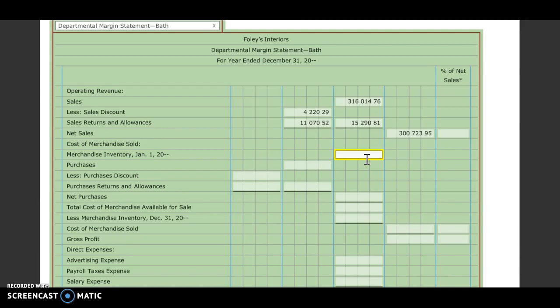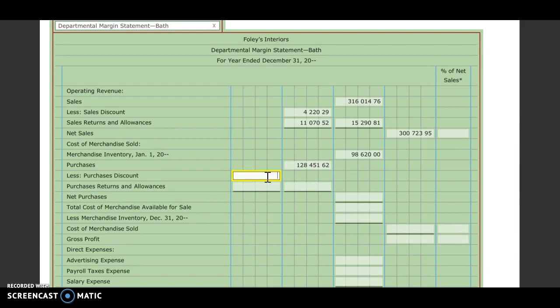Next, we'll move on to our merchandise inventory. Again, remember that's where we're going to need to look into our general ledger. We'll find merchandise inventory bath, and that balance is what we'll use. So 98,620. Then we'll go back to our adjusted trial balance, and we're going to find our purchases for bath, which are $128,451.62.